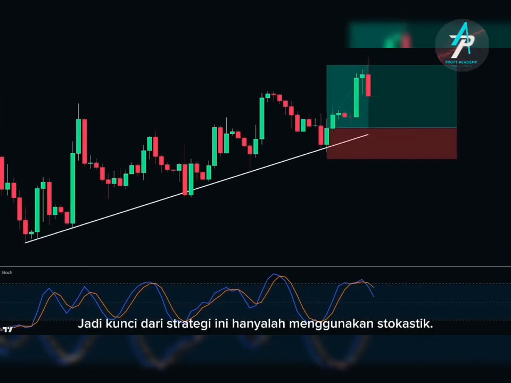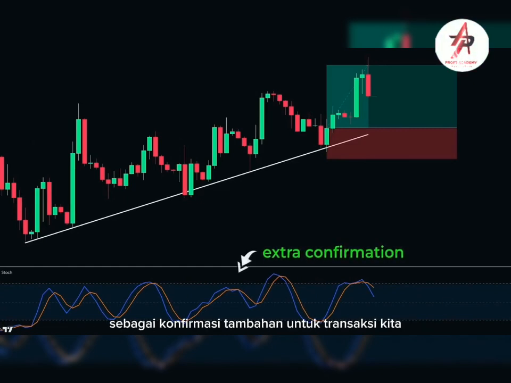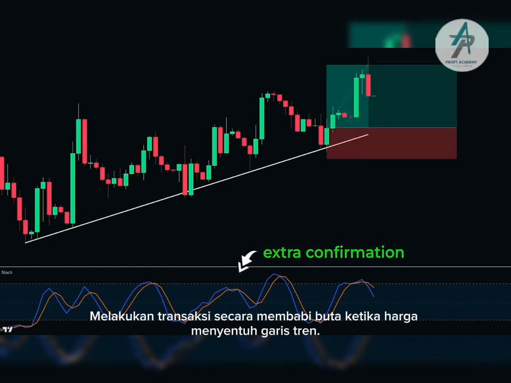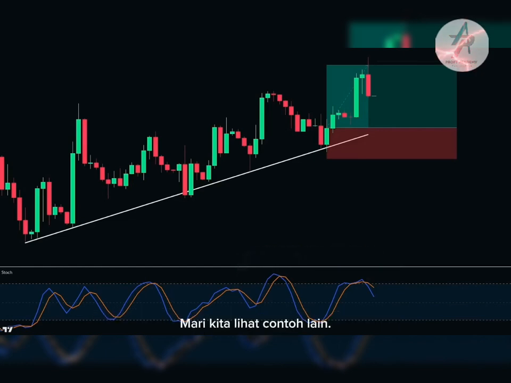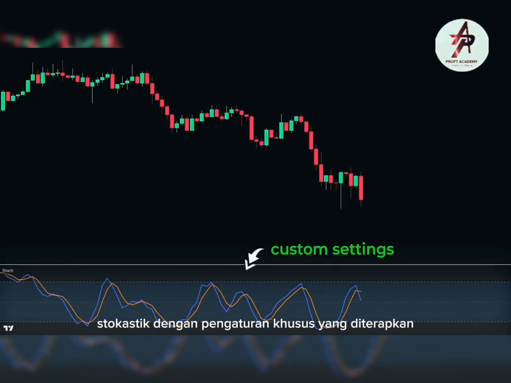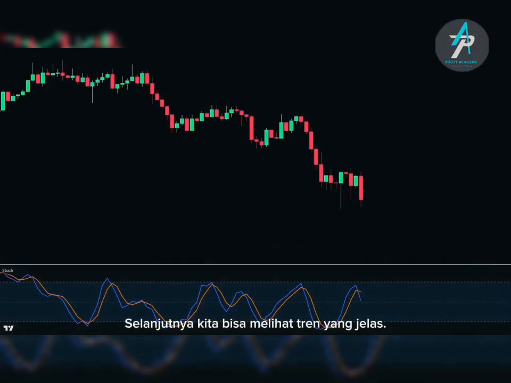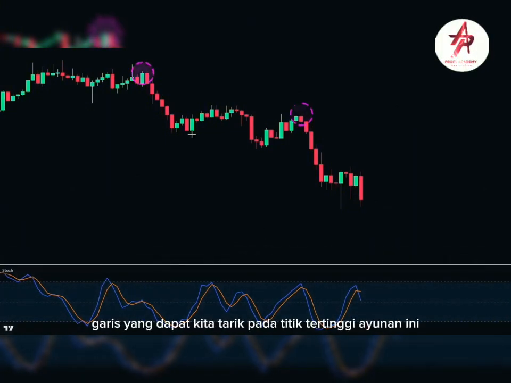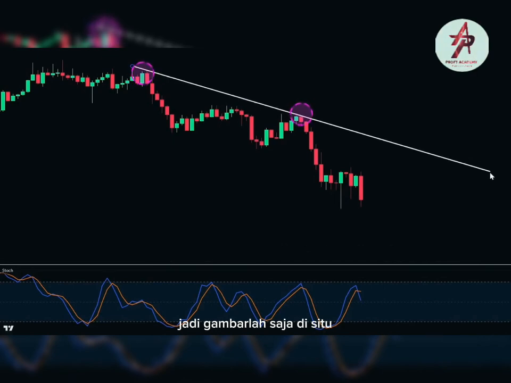So the key to this strategy is simply using stochastic as extra confirmation for our trade, so that we don't blindly enter trades when price touches the trend line. Let's look at another example. In this chart, we already have our stochastic with the custom settings applied. Next, we can see an obvious trend line that we can draw at these swing highs, so just draw it right there.